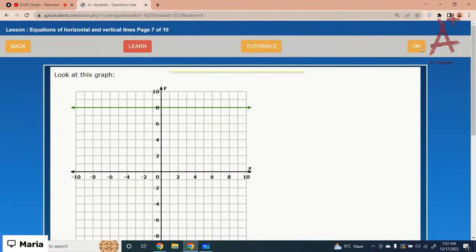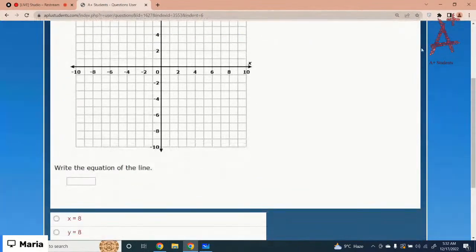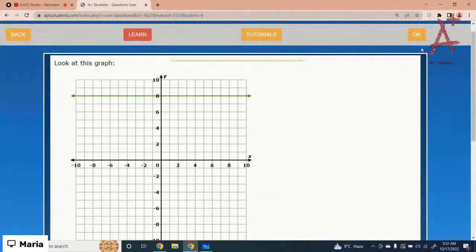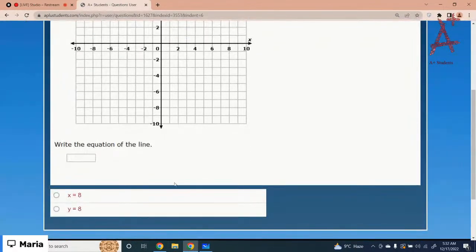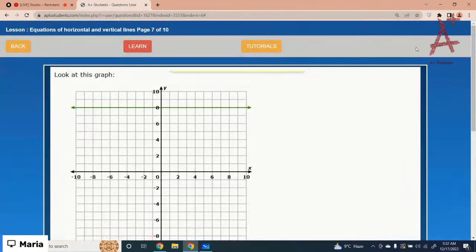Okay, look at this graph. Write the equation of the graph. Okay, so just look at the line. So the line is passing from which axis? Yes, the graph is passing from the y-axis. Got it? It is a horizontal line and it is passing through the y-axis. The point is 8. So the equation must be y equals 8. Got it, everyone? So the equation is y equals 8. So just select the correct option and then click on the OK button.